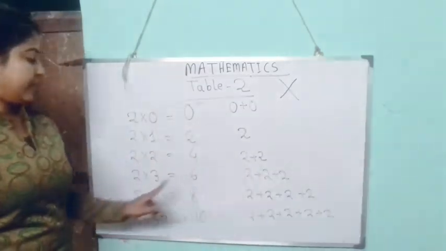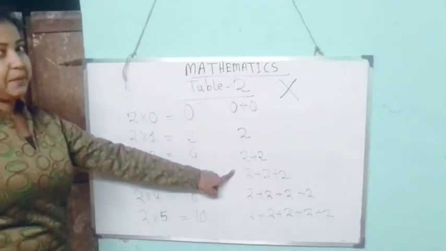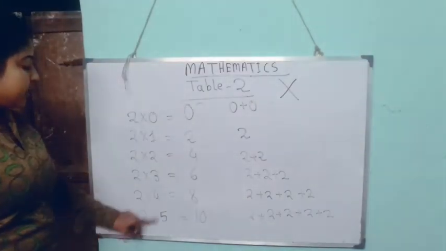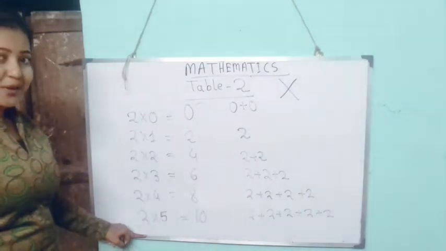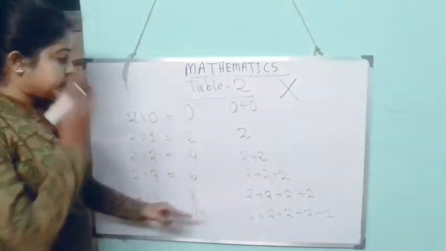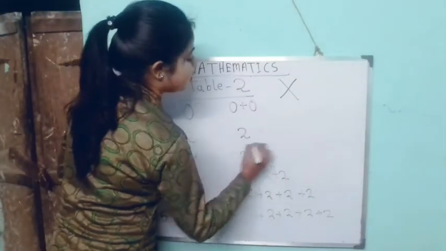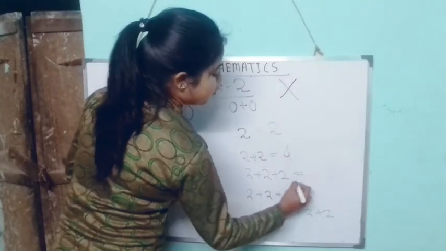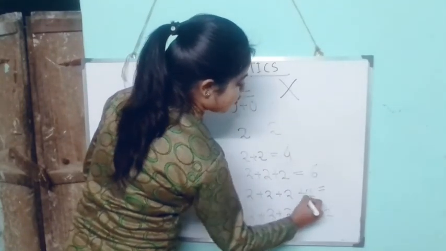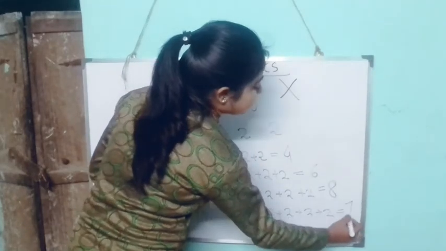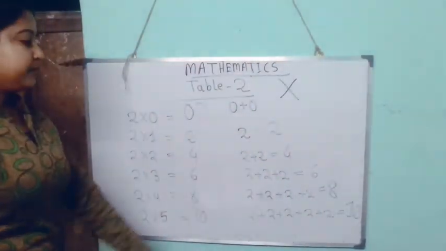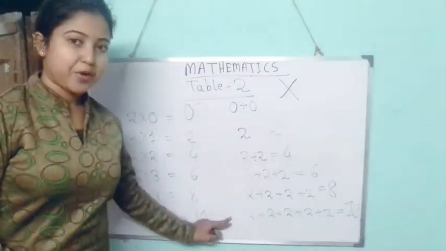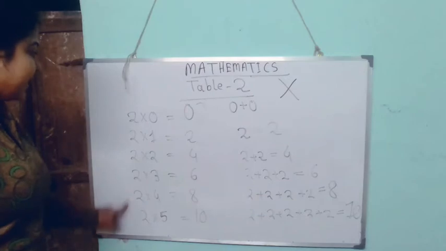You can do the multiplication with the help of repeated addition, and this is called the table of 2. Table of 2. You will do like this up to 10. Okay? You will do up to 10. So 2, then 2 plus 2 is 4, 2 plus 2 plus 2 is 6, 2 plus 2 plus 2 plus 2 is 8, 2 plus 2 plus 2 plus 2 plus 2 is 10. So this is repeated addition. You can do the table number 2 with the help of repeated addition. Then you will write like this.